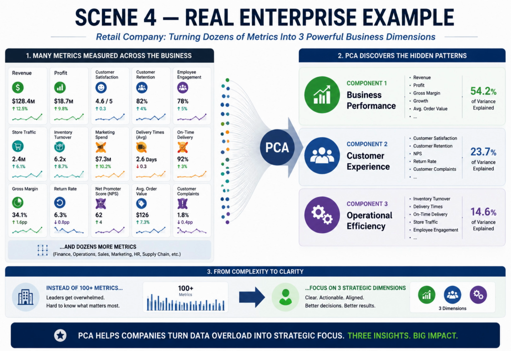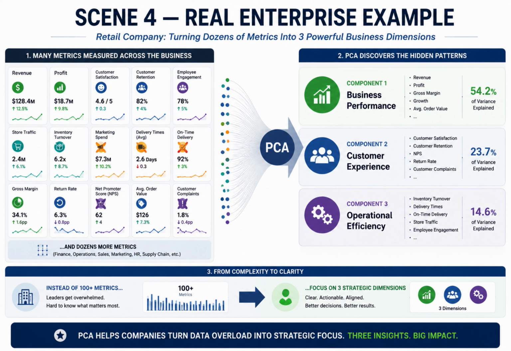Real enterprise example. Let's look at a real-world example. Imagine a retail company tracking dozens of business metrics: revenue, profit, customer satisfaction, customer retention, marketing performance, inventory turnover, delivery times, and many more. At first, the data appears overwhelming, but PCA discovers hidden patterns beneath the surface. In this example, the metrics naturally group into three major dimensions: business performance, customer experience, and operational efficiency.